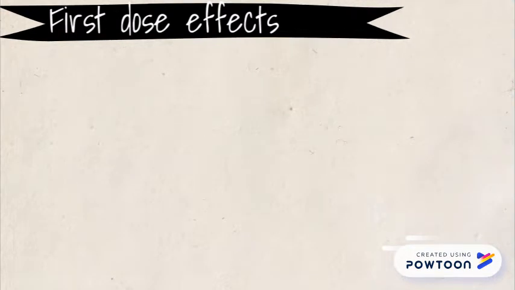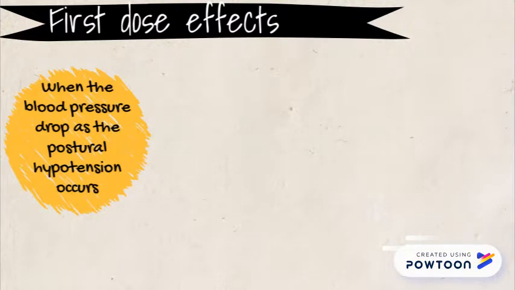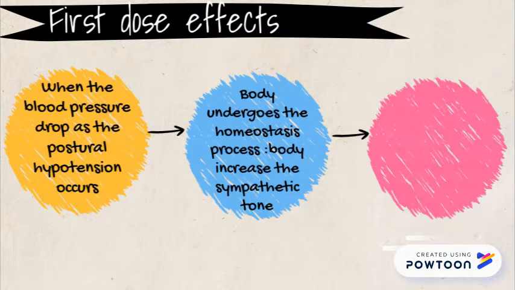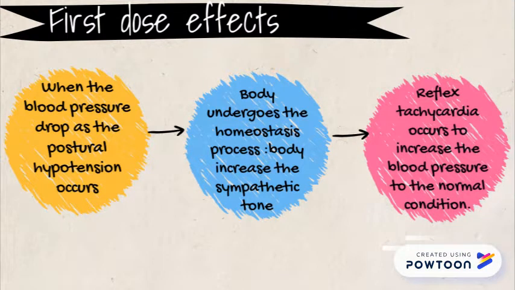As we know, in the first dose effect, the blood pressure will drop as postural hypotension occurs. After that, the body will undergo the homeostasis process, in which the body will increase the sympathetic tone. Therefore, reflex tachycardia occurs in order to bring the blood pressure back to the normal condition.